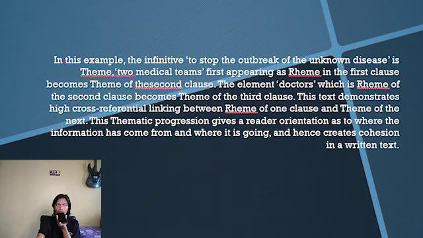In this example, the infinitive to stop the outbreak of the unknown disease is theme. 2 medical teams, first appearing as rheme in the first clause, become theme of the second clause. The element doctors, which is rheme of the second clause, becomes theme of the third clause. This text demonstrates high cross-referential linking between rheme of one clause and theme of the next. This thematic progression gives a reader orientation as to where the information has come from and where it's going, and hence creates cohesion in a written text.